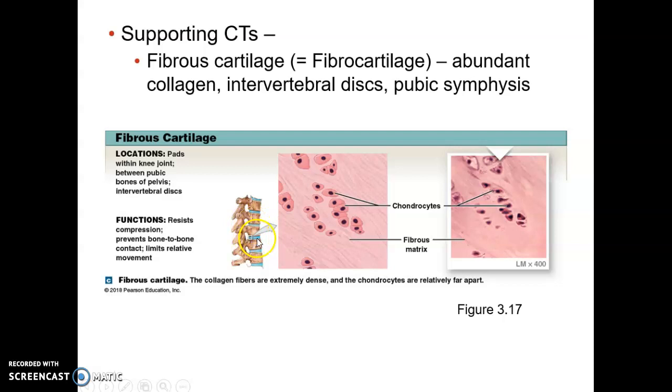So the intervertebral discs have to be very strong to support the stress and the pounding of our vertebral column, supporting our body and our weight. So in the intervertebral discs, you'll find a lot of fibrocartilage, fibrous cartilage, and also in the pubic symphysis, that joint at the front end of our pelvic girdle. And we'll talk about those two things when we do the skeletal system.